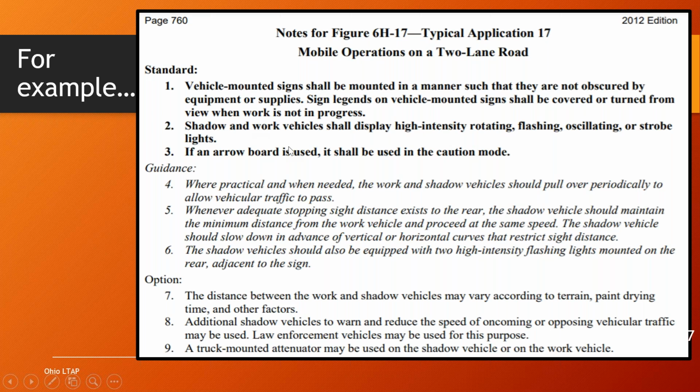And if you're going to use an arrow board on a two-lane road, you don't want the arrow mode turned on. You want it to be in caution mode. So we'll be learning more about arrow boards later, but the caution mode is not an arrow. It's usually the four corners of the arrow board that are lit up.